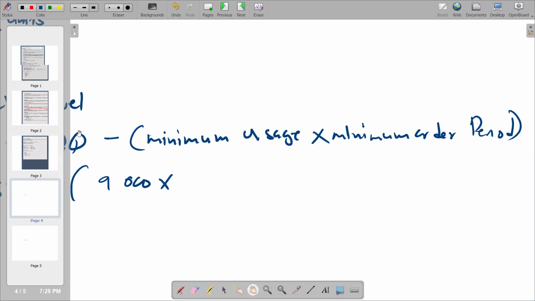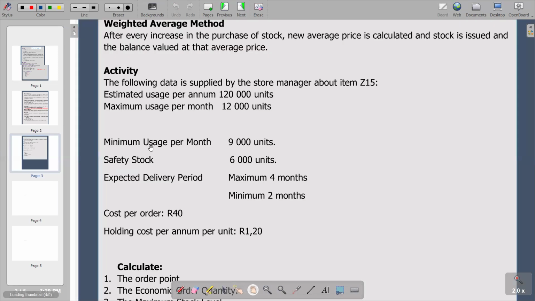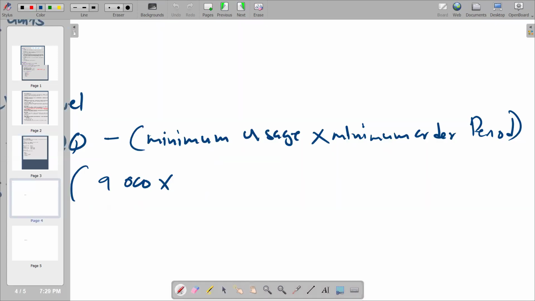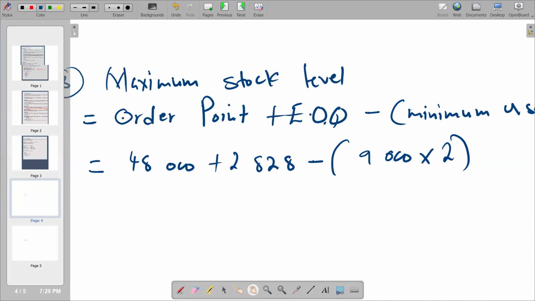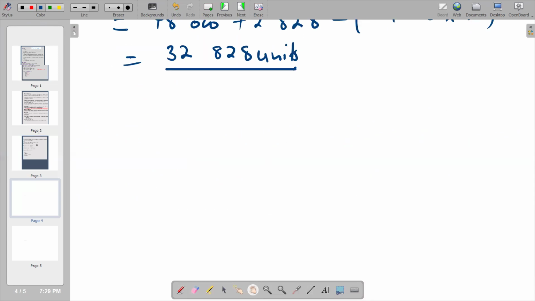And then we multiply by the minimum order period, which we are given as two months here. So we multiply by 2. This is what we have, and then we calculate it further, and your answer is going to be 32,828. And obviously, it's going to be in units. So basically, this is what we have on that part.